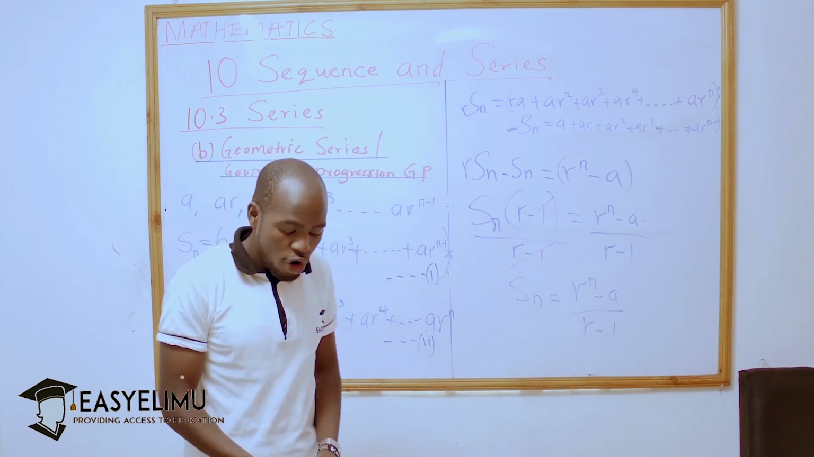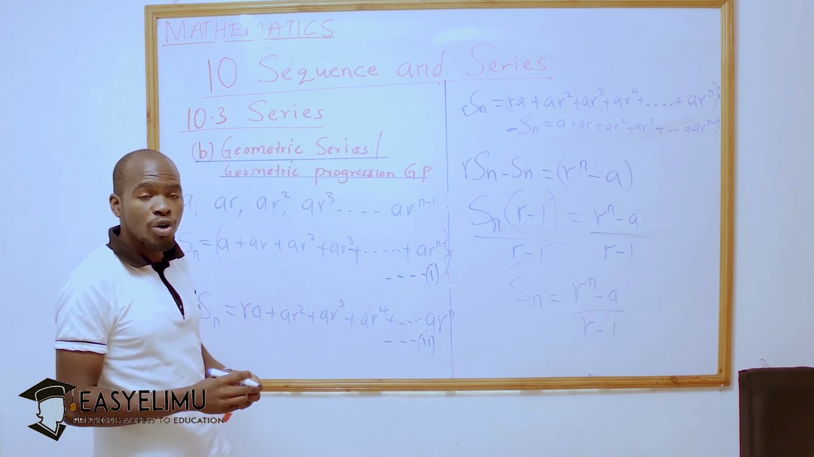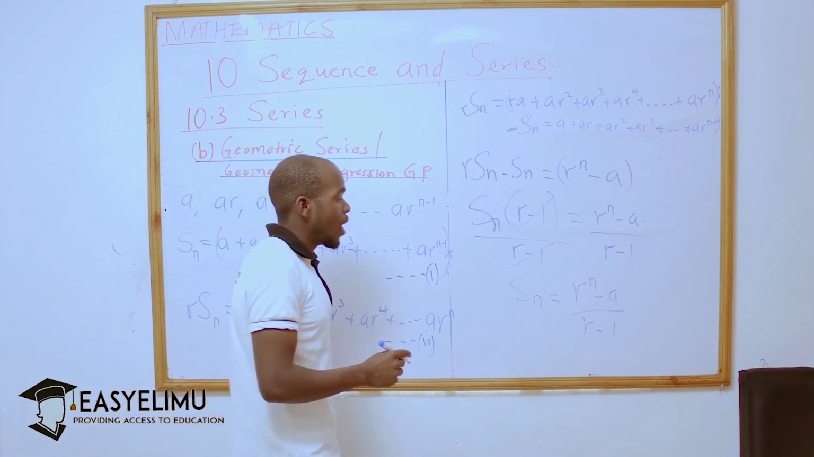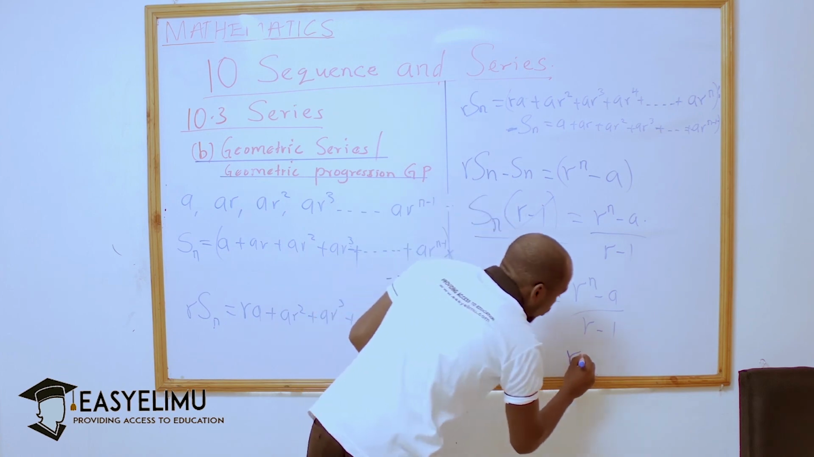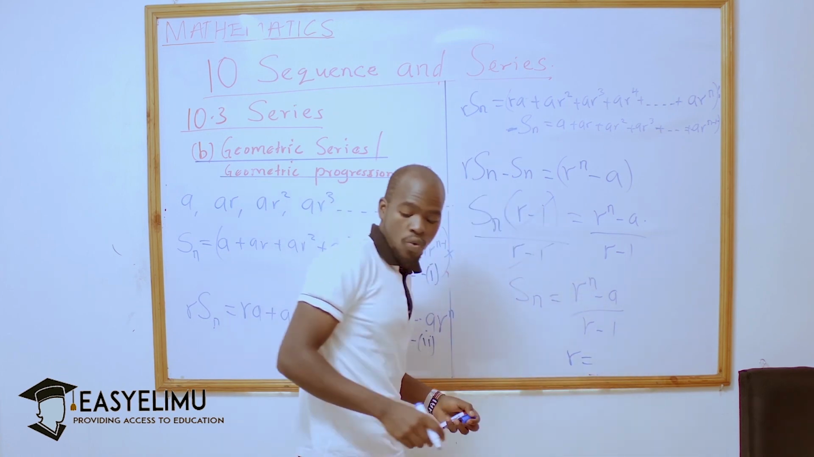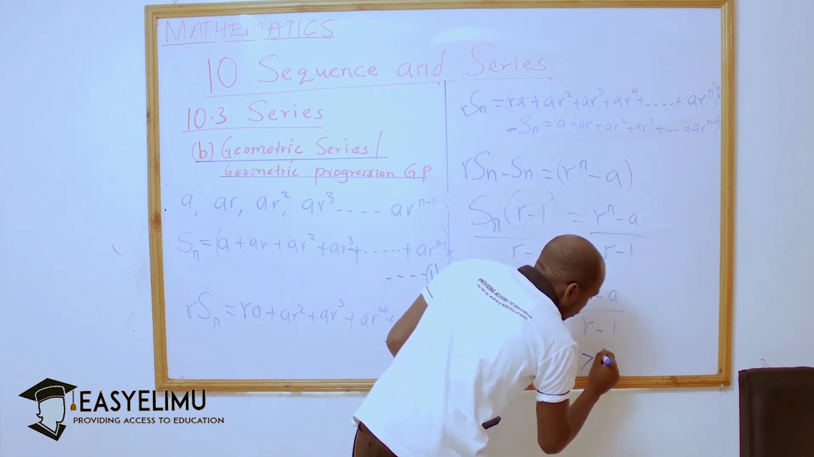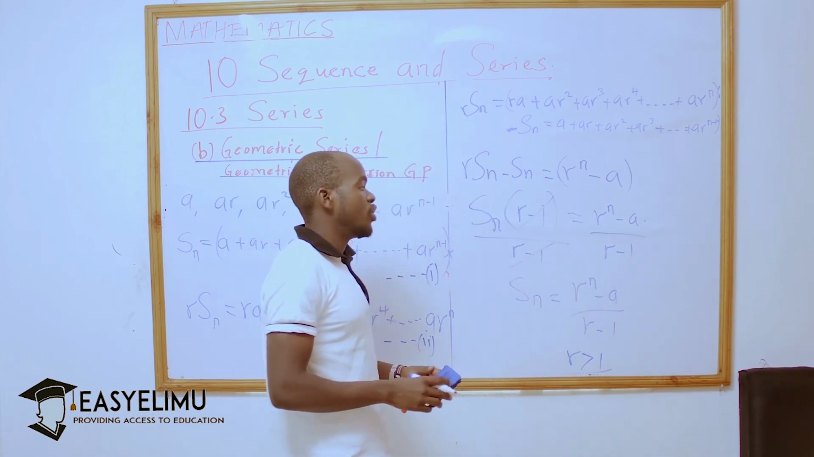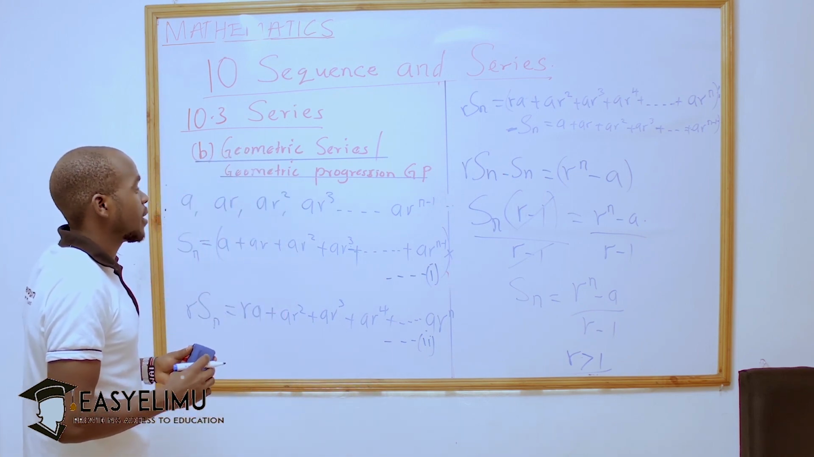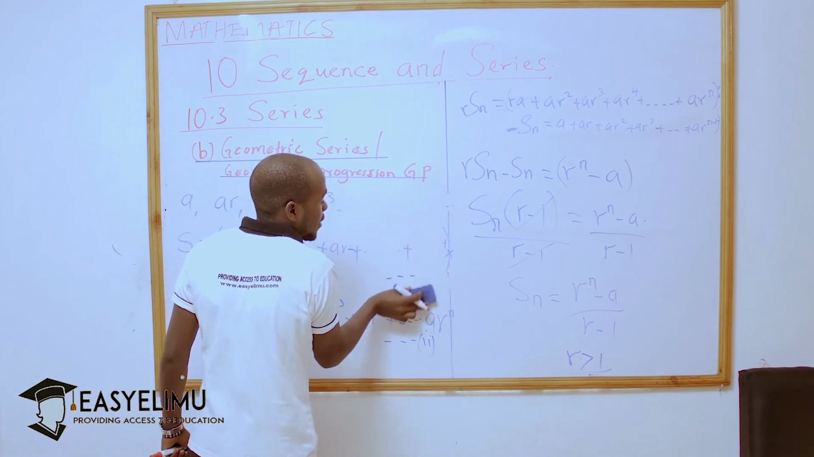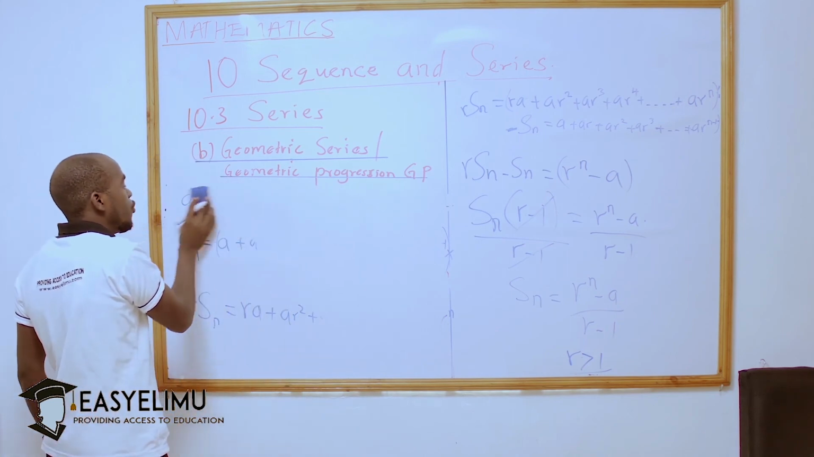That's the formula for finding a geometric series or geometric progression in case the common ratio R is greater than 1. If the common ratio is greater than 1, then you shall be using this formula here to find the geometric series or geometric progression of that given pattern. So let's see the case where you subtract equation 2 from 1.